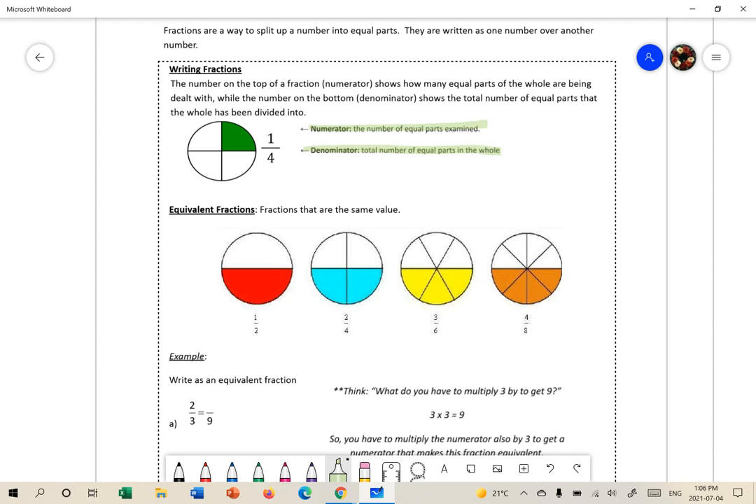For example, 1/2, 2/4, 3/6, and 4/8. They all have the same value. So basically half of a circle, but they are all displayed in a different way.